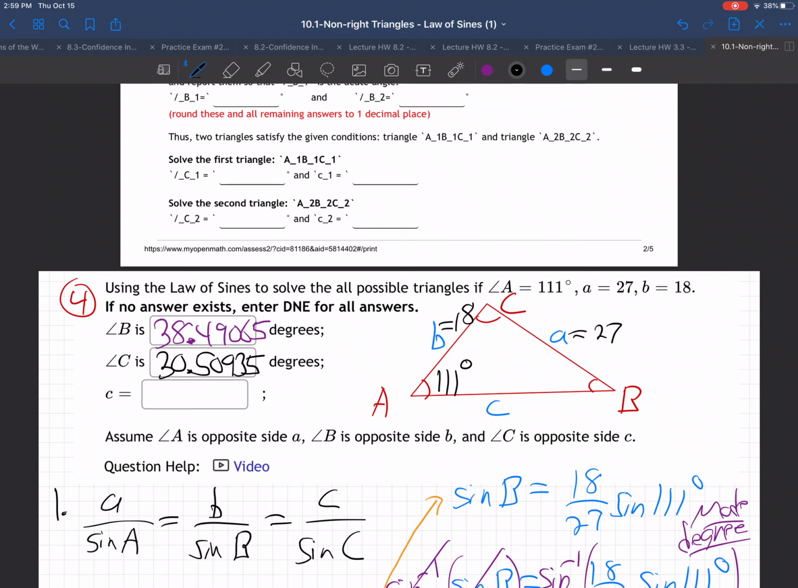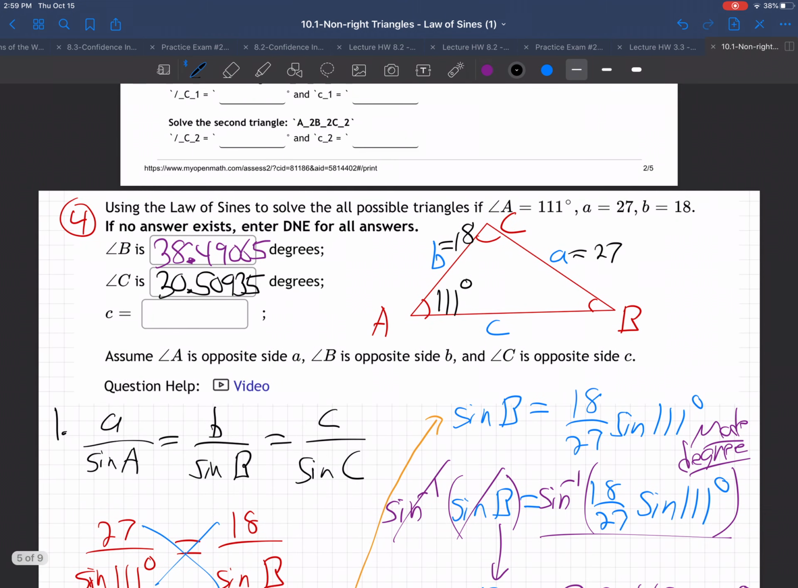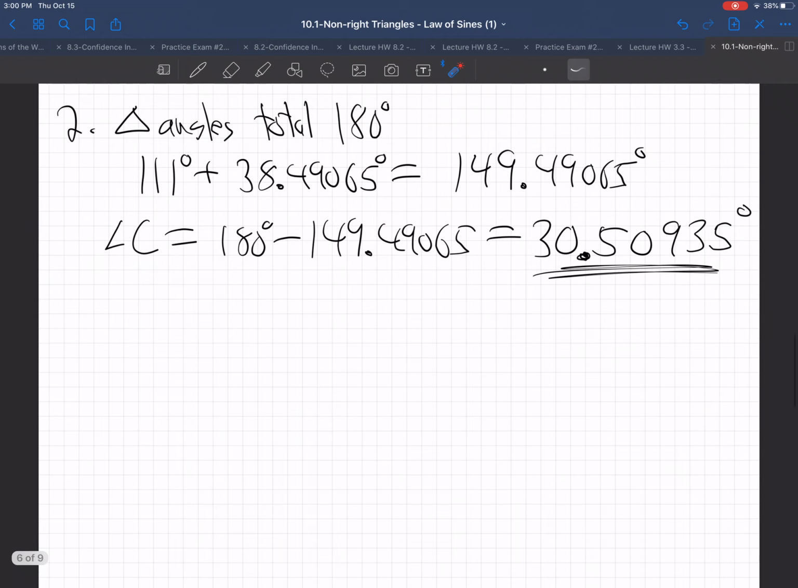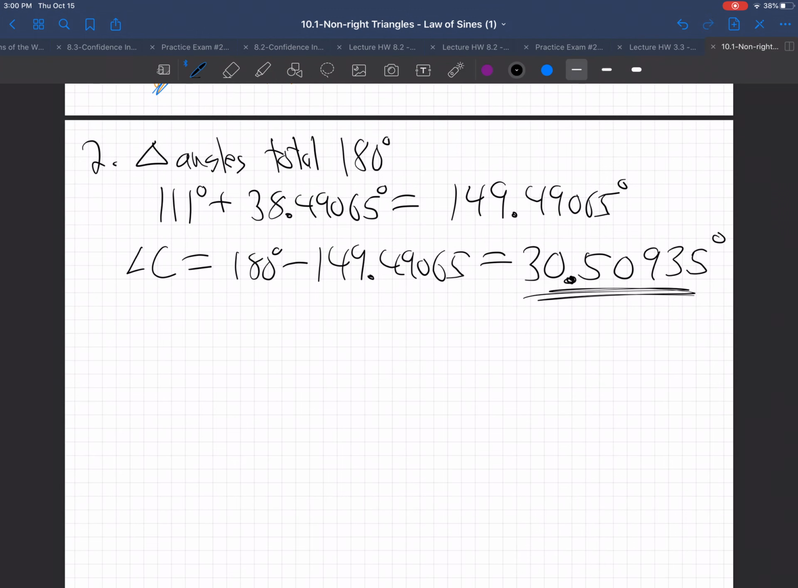Now, last thing, we're supposed to get side little c. How are we going to get that? Well, again, law of sines. And I've already got A with A. I'm going to keep using this A with A pair. And now I've got angle C with C, so I can do it. Right? So let's write it out.